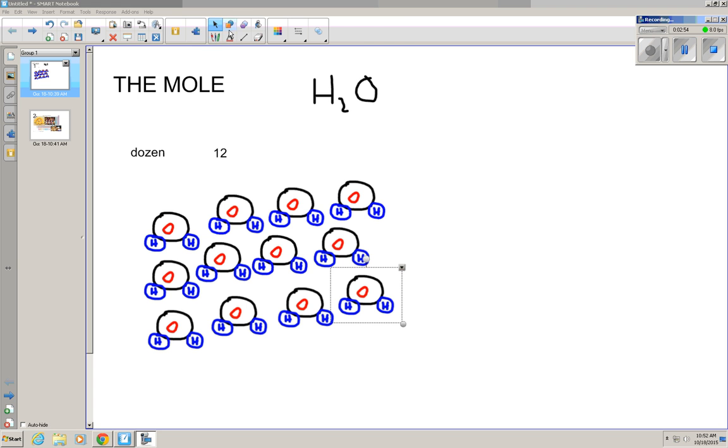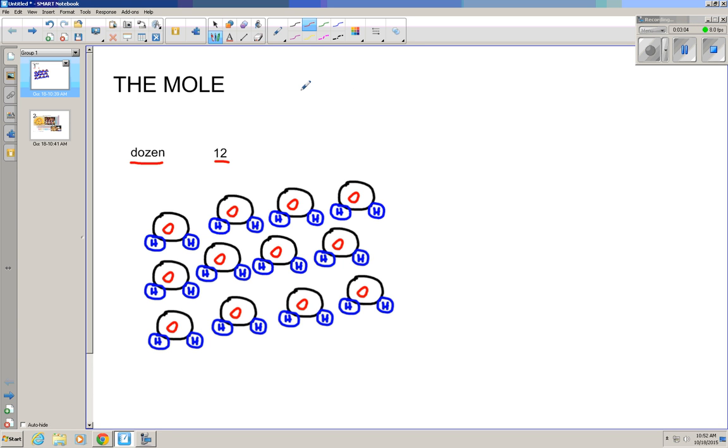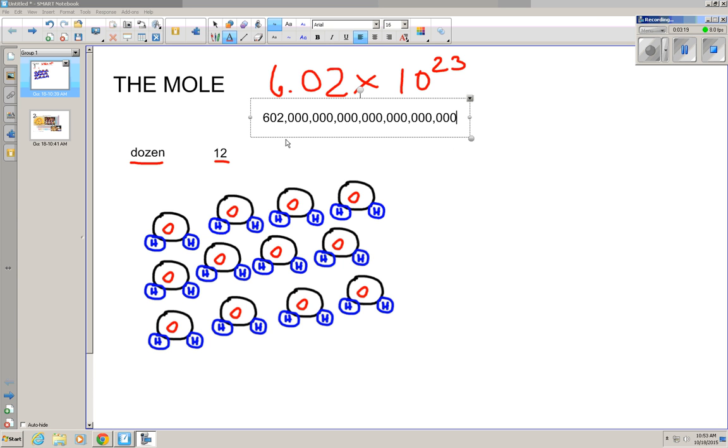Now, just like the word dozen represents 12 of anything, the word mole has a very specific meaning as well. So 1 mole of anything is going to be equal to this number, 6.02 times 10 to the 23. Okay? That is exactly the same as this number down here. 6.02 times 10 to the 23 is the same as this.